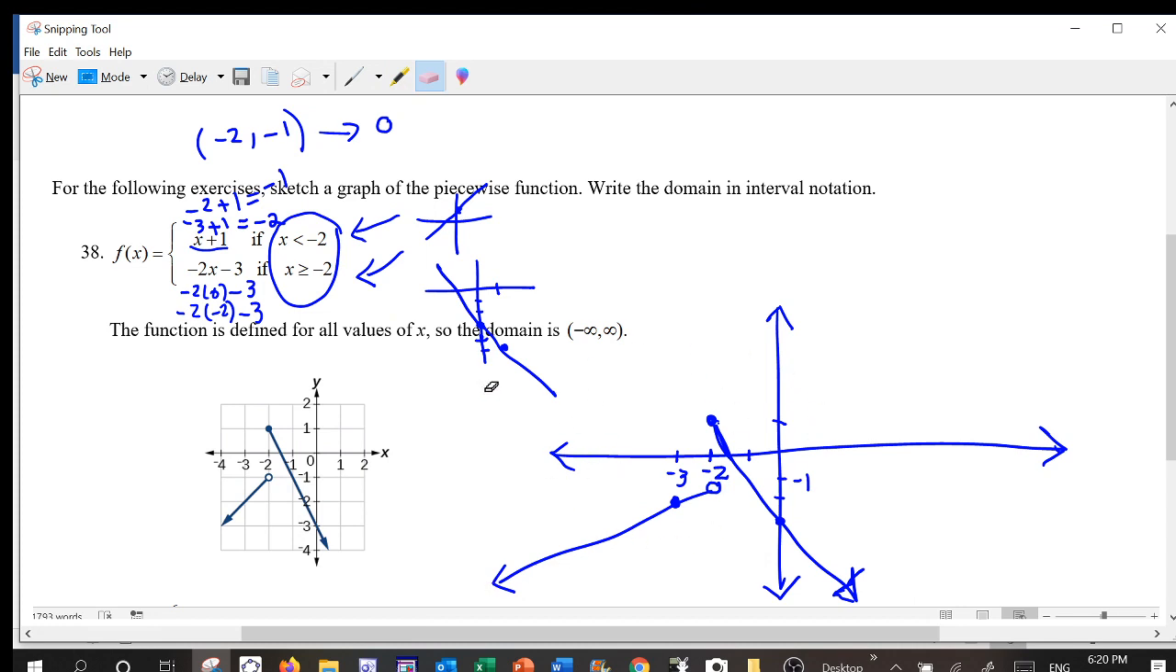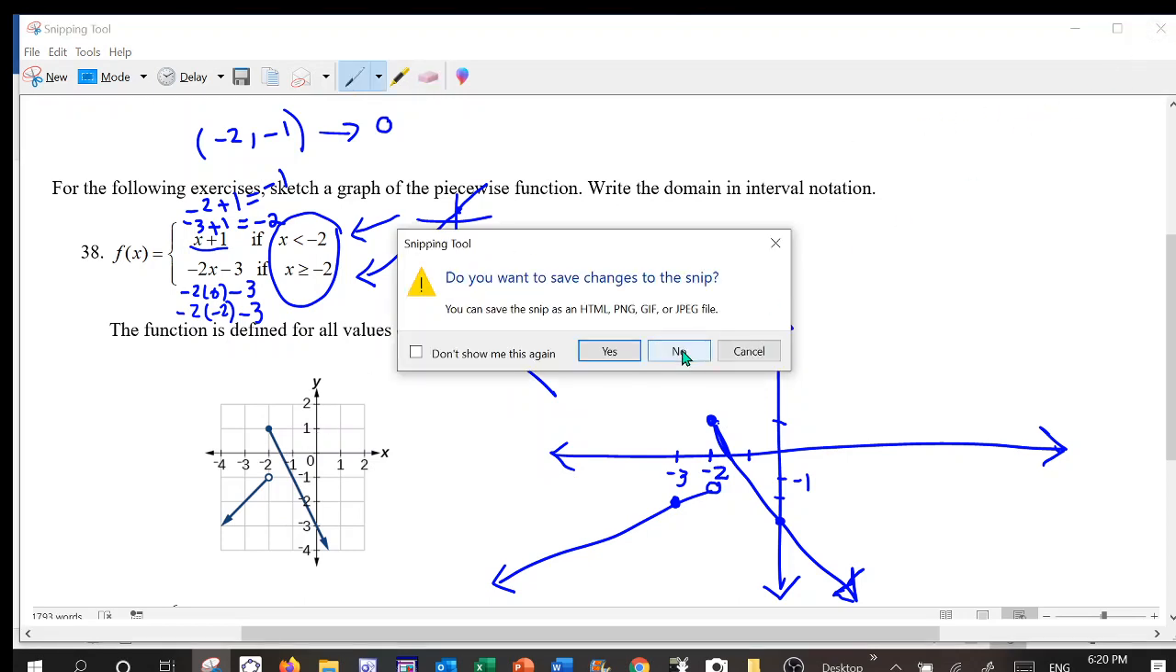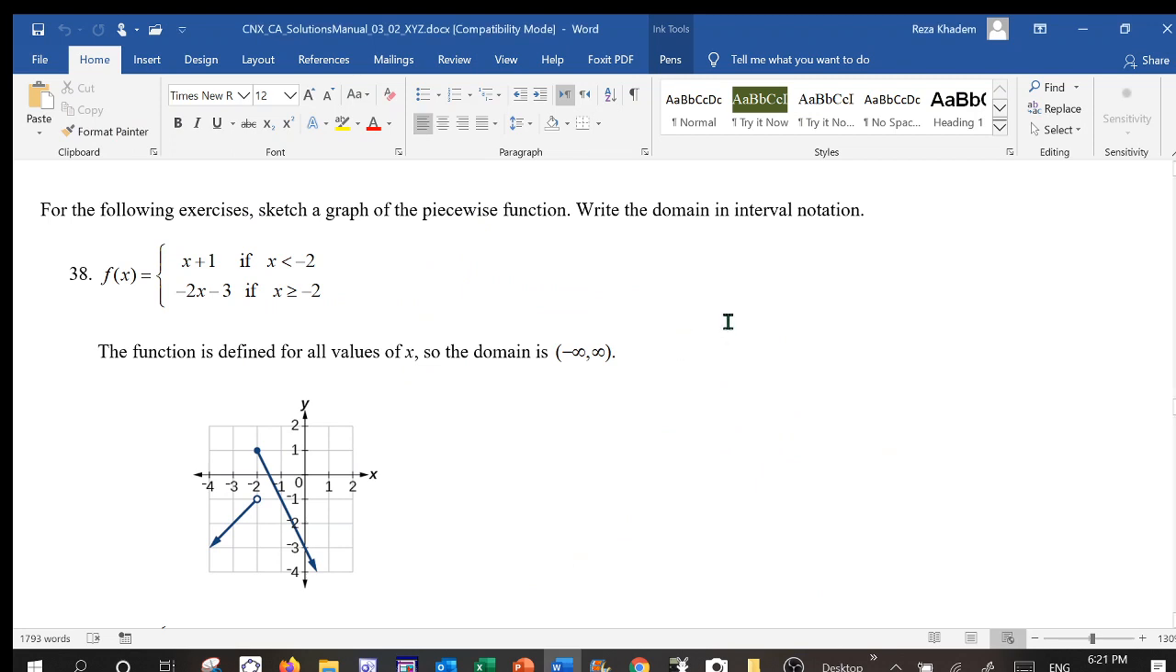So that's the graph of this what? Piecewise function. It's the graph of this piecewise function, which looks like this here. All right, so that was 38. So let's do 41.